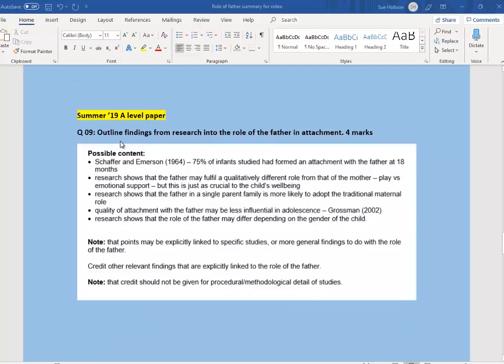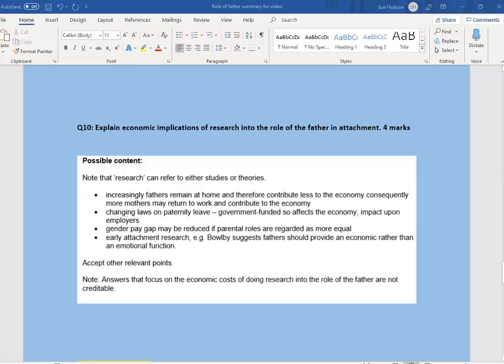Okay, so that then takes us on to these questions. Here's the A-level paper, and the question was: outline findings from research into the role of father in attachment. So pause the screen, have a look at what was in the mark scheme from summer 19. Going on, there's the other question from the A-level paper: explain economic implications. And this is what they had in the mark scheme. And now I'm going to move on to the AS. So just pause the screen, have a look at that.